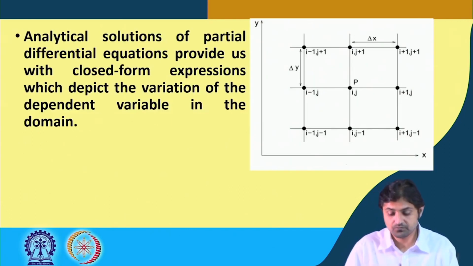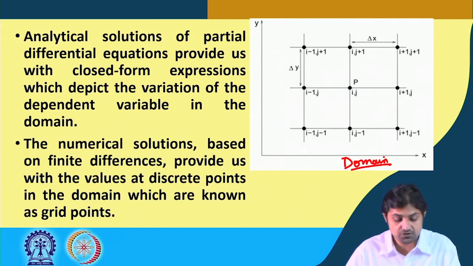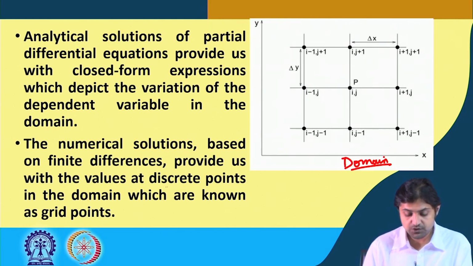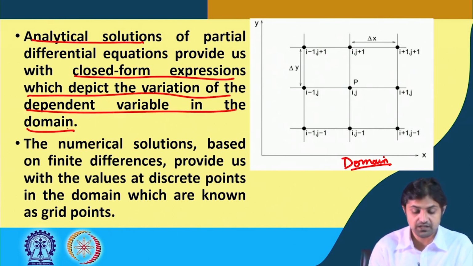The analytical solution of the partial differential equation provides us with closed form expressions which depict the variation of the dependent variable in the domain. This is the domain here. The numerical solution based on finite differences provides us with the values at discrete points in the domain, known at grid points. So, there is a difference between the analytical or mathematical solution and the numerical one. What does the analytical solution provide? Closed form expressions which depict the variation of the dependent variable in the entire domain.